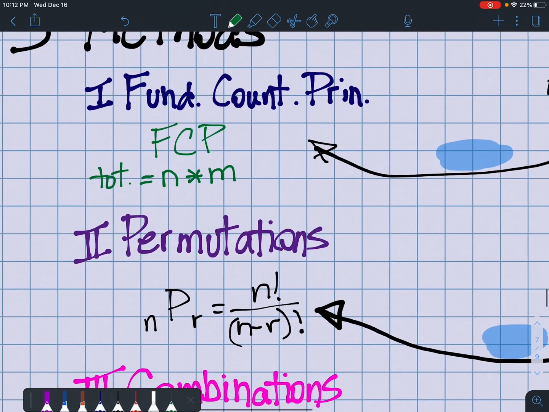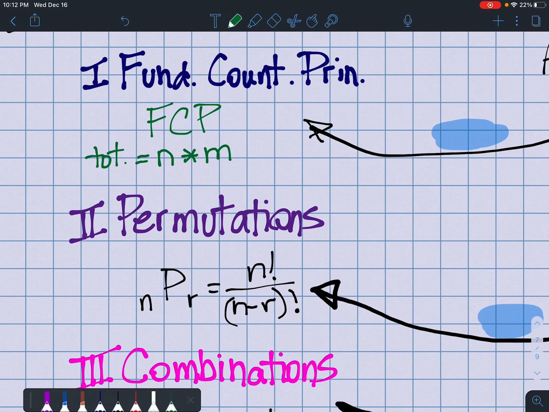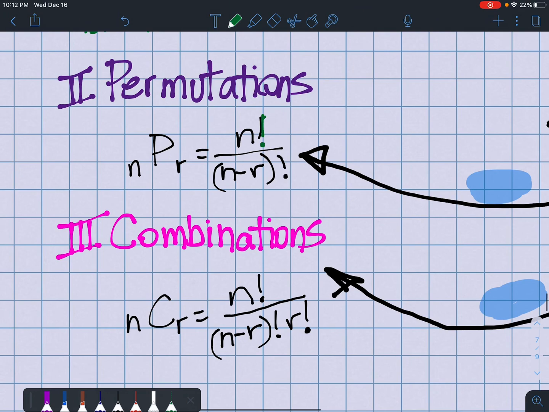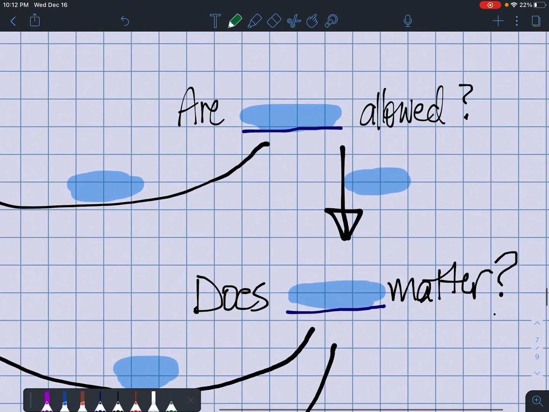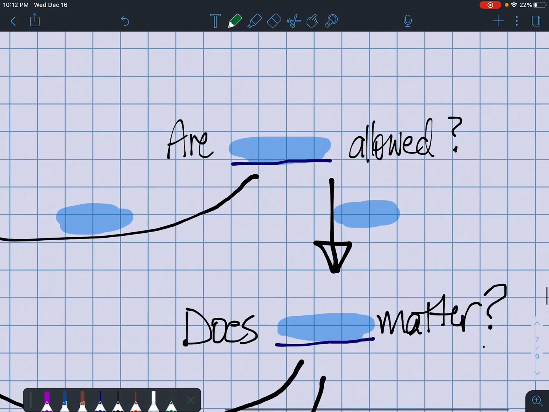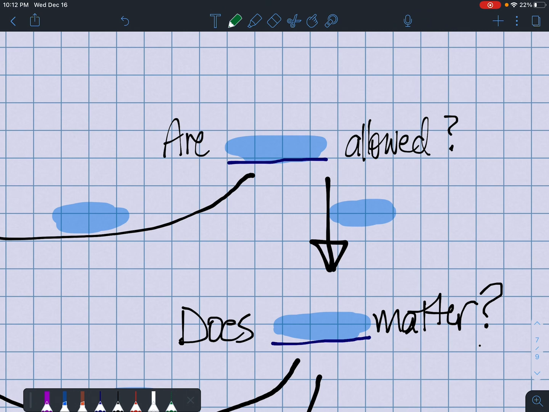All right, second one was called permutations. That uses the formula involving factorials. Remember, that's like taking all the numbers times that number all the way down to 1. And that's referred to as the nPr. And then there's combinations, where order doesn't matter. So here's a little decision-making tree that should help you know which ones to use when.